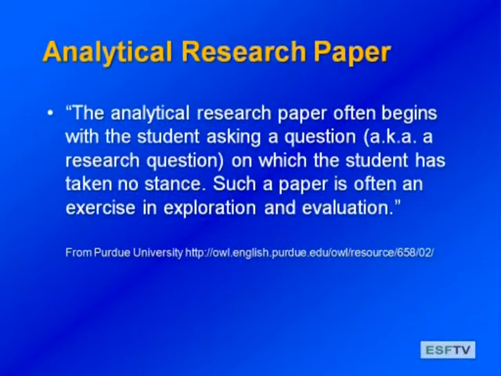Now, the other kind of research paper is called analytical. Let's talk about what analytical research papers are. An analytical research paper begins with a student asking a question, and then the student has taken no stance whatsoever. So the research paper is an exploration or an evaluation of a topic. And it could still be on those topics that I just mentioned: hydrofracking, nuclear energy, and genetically modified foods. But in the case of an analytical research paper, I've taken no stance. I'm not for it, I'm not against it. I'm just offering up information to my audience so they can make their own decision.